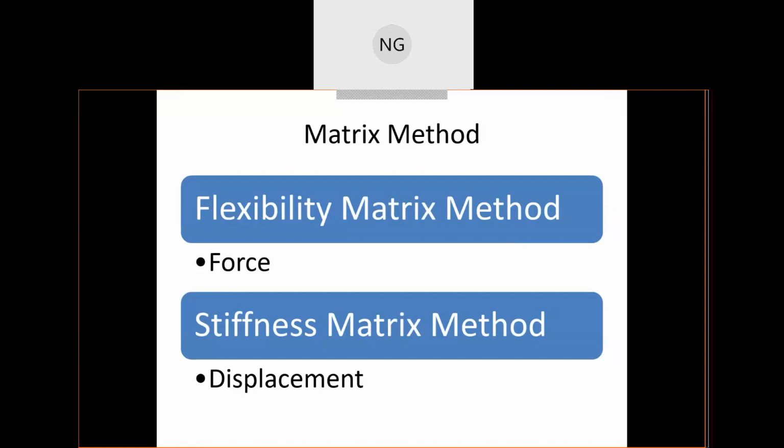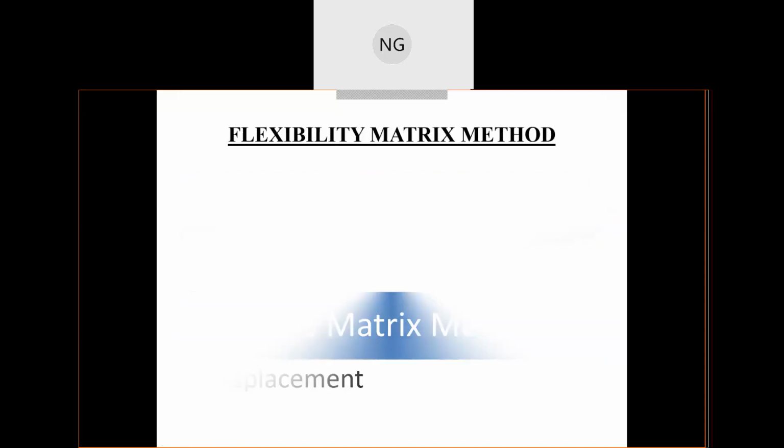Nowadays, so many methods are there, but simultaneous equations come up, and these will be processed in the computer itself. N number of simultaneous equations can be solved by computers.